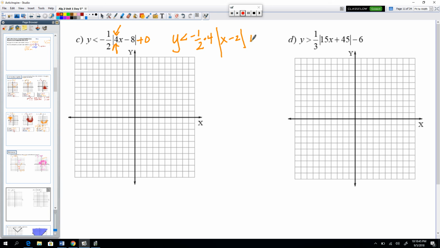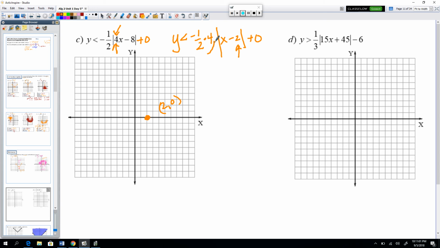And I'll draw this just so we can remember. There's no up-down shift because there's nothing hanging out outside here. There is a right 2 shift. So I'm going right 2, but I'm not going up or down. So my new vertex is at 2, comma 0.